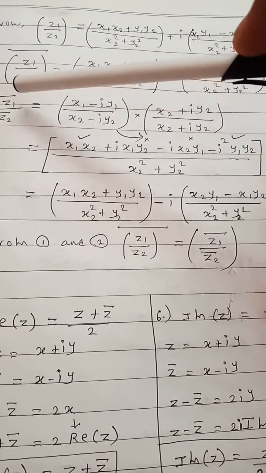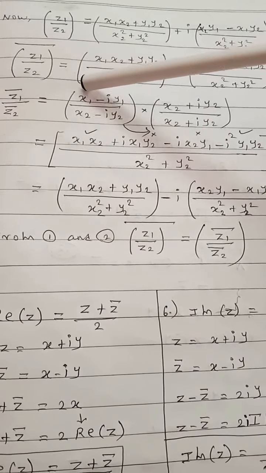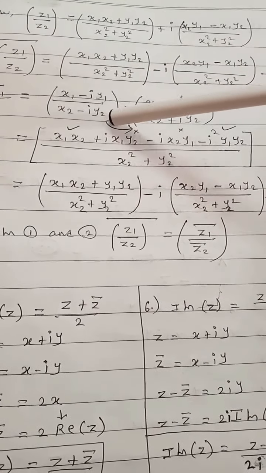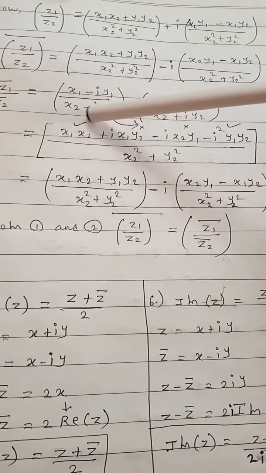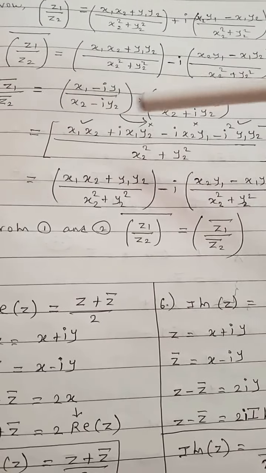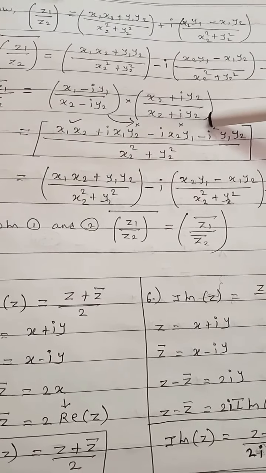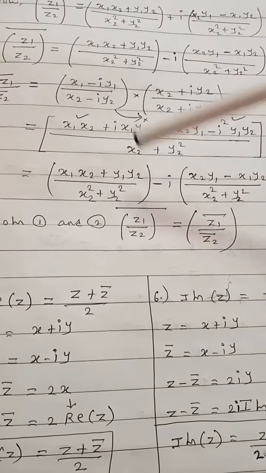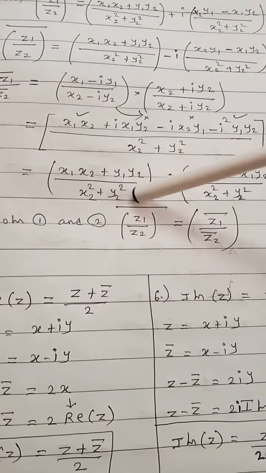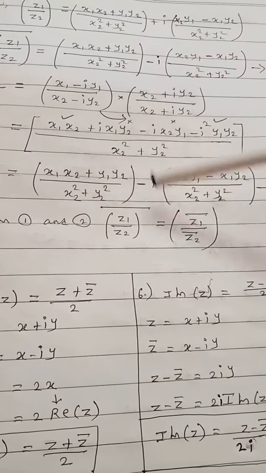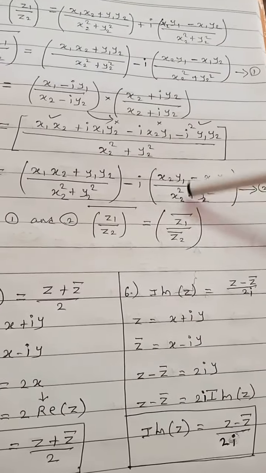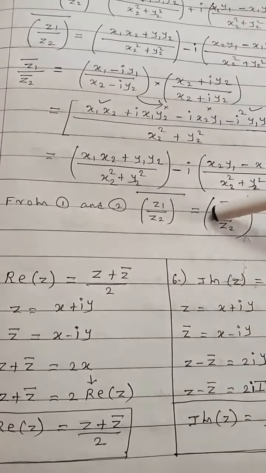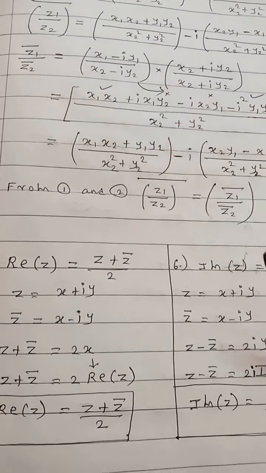Then come to the right hand side, z1 bar by z2 bar. z1 bar is x1 minus I y1, z2 bar is x2 minus I y2. This is z1 bar by z2 bar, into which we are taking the conjugate now. Conjugate of this value x2 minus I y2 becomes x2 plus I y2, divided by x2 plus I y2, with the arrow showing its conjugate. As usual multiplication, we will get x1 x2 plus y1 y2 divided by x2 square plus y2 square, minus I into x2 y1 minus x1 y2 divided by x2 square plus y2 square. From 1 and 2, we have z1 by z2 the whole bar equal to z1 bar divided by z2 bar.